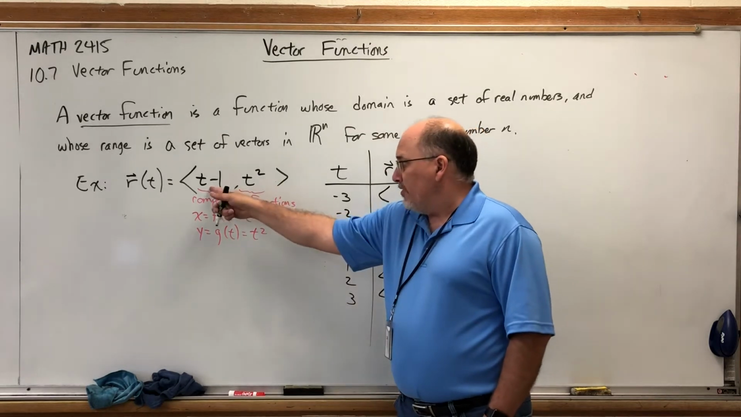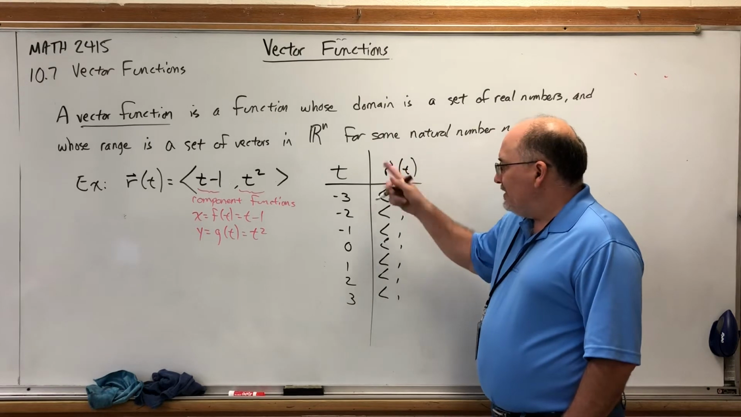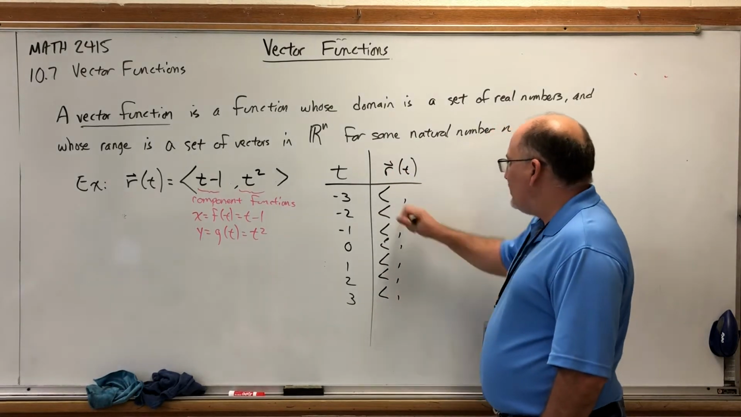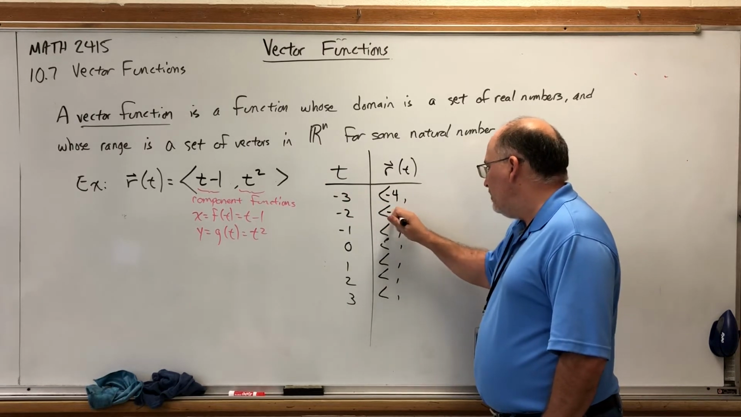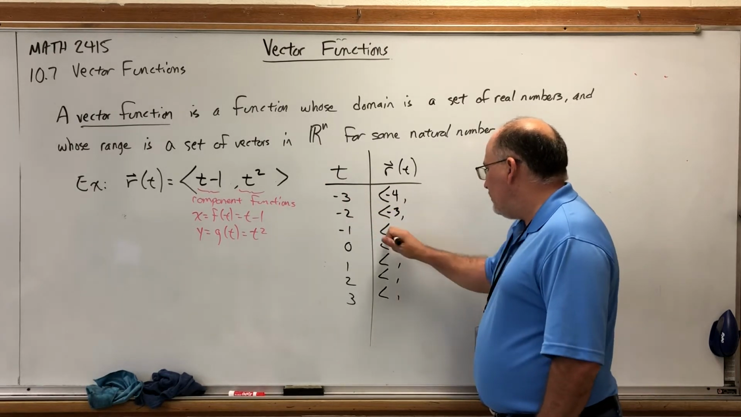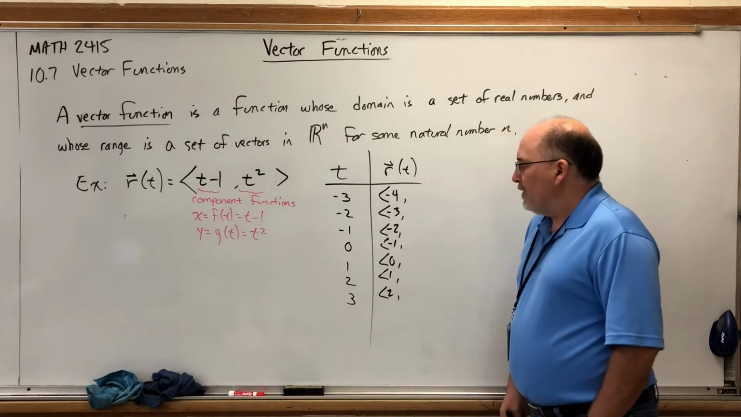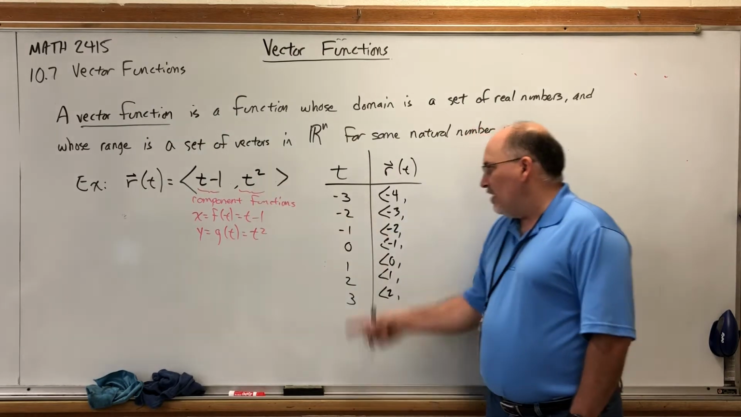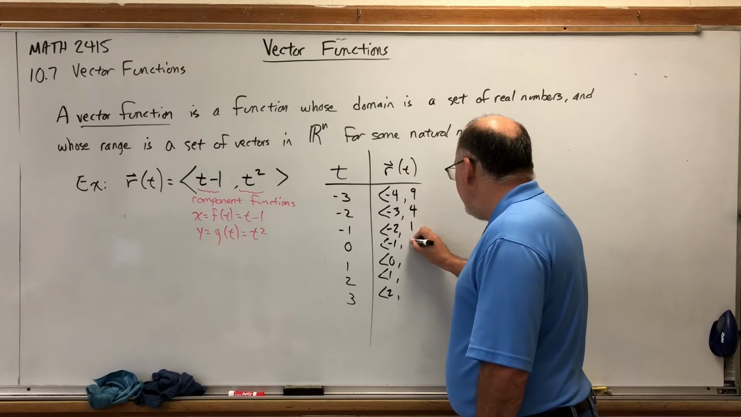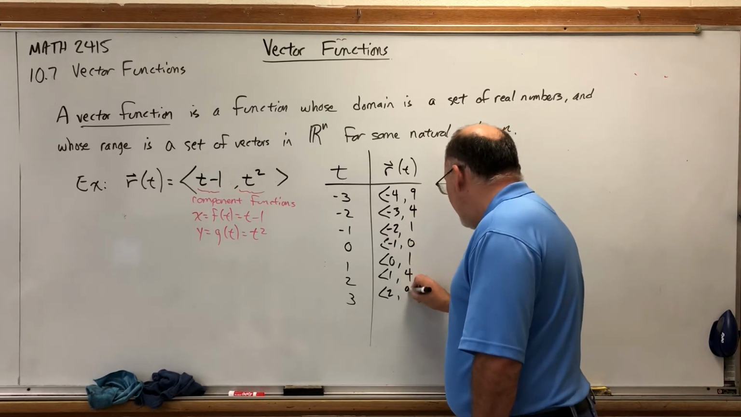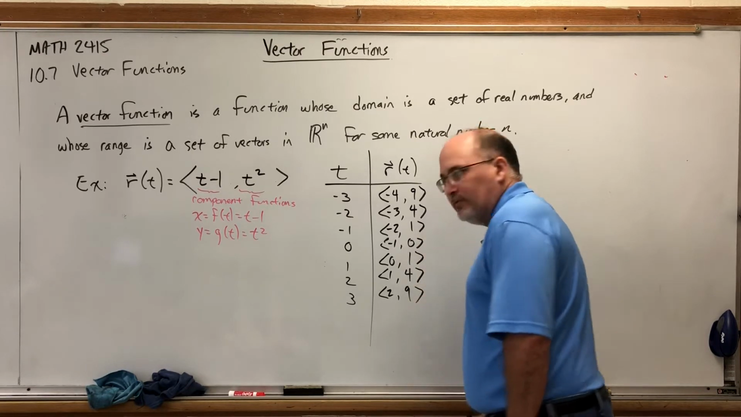For the first components, all I have to do is take the input and subtract 1. So if my inputs are -3 to 3 and I subtract 1, then my first components will be -3 minus 1 is -4, -2 minus 1 is -3, and so on. For the second components, it says to square the input, so all I have to do is square these numbers: 9, 4, 1, 0, 1, 4, 9. And here's a table of outputs for this vector function.